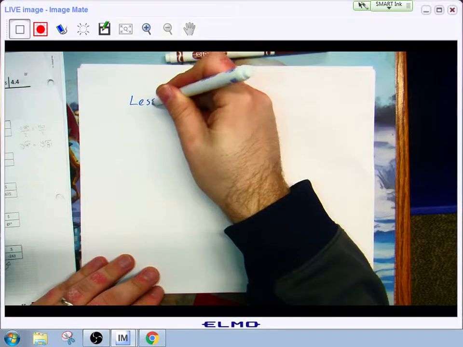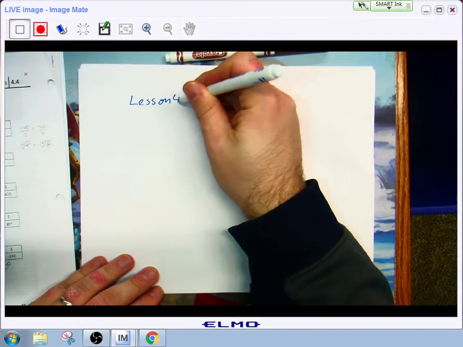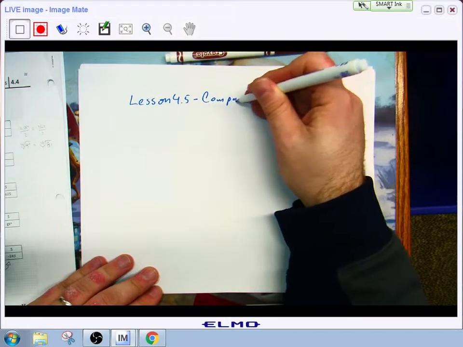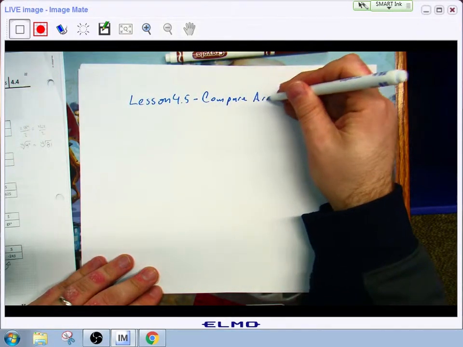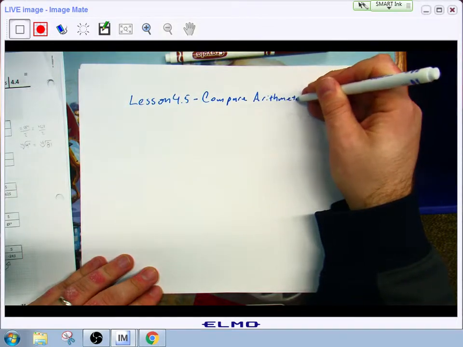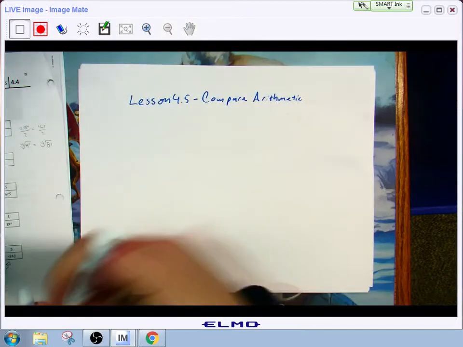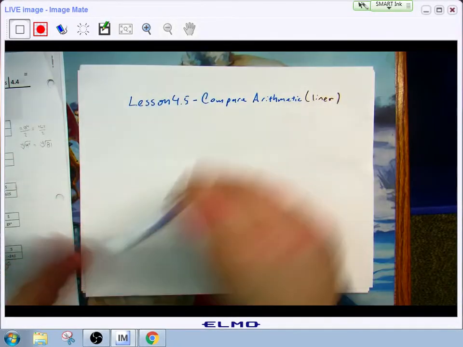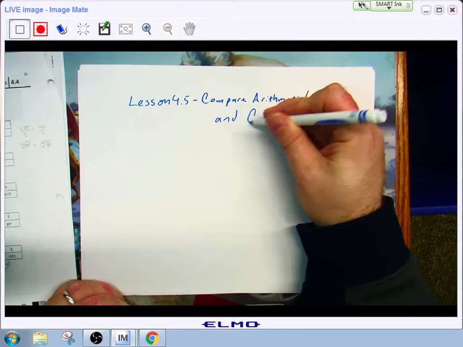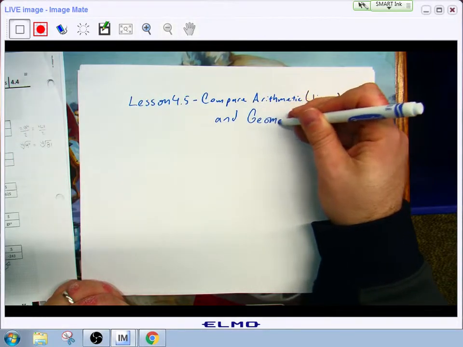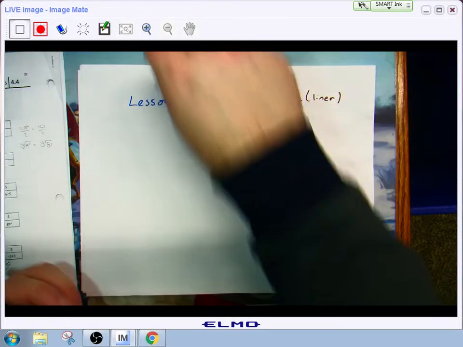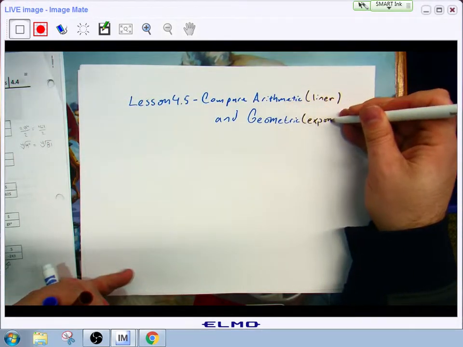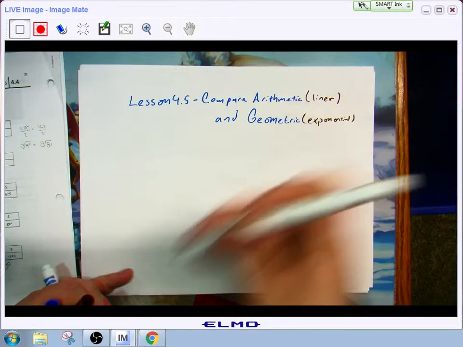So this is lesson, what is it, 4.5. And what I want to do is compare arithmetic, aka linear, and geometric, which is aka exponential. Okay.